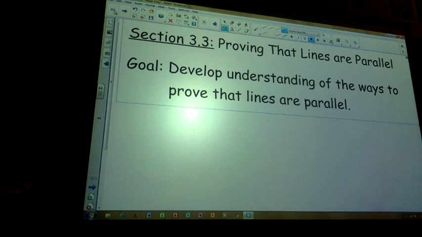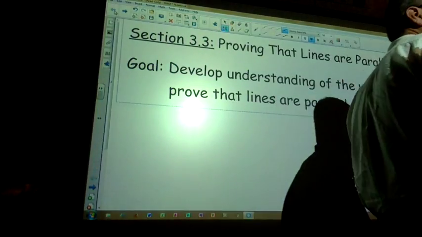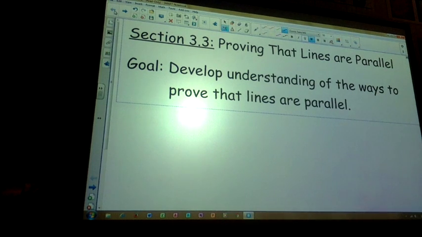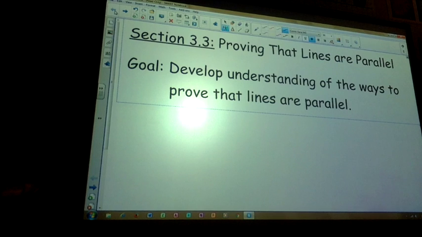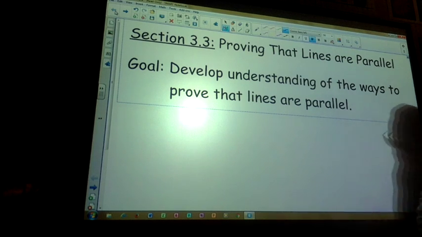So, proving that lines are parallel. Goal: develop an understanding of ways to prove that lines are parallel. You know the statement, the converse, the inverse, and the contrapositive. A lot of the things that we've been doing, we could have said is if this, then that, and gone through and proved it all true. If you prove them all true, you create something called a biconditional, which means you drop the if in the beginning and you put if and only if in the middle of it, right? So that's where these things are going to work.